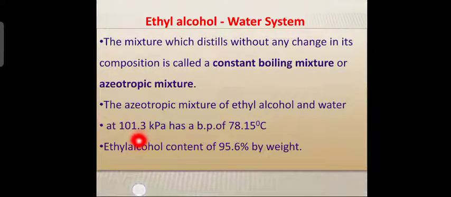At 101.3 kilopascal, it has a boiling point of 78.15 degrees Celsius. I told you already, the azeotropy mixture has a constant temperature. This is the constant temperature for this mixture, the ethyl alcohol water system. So this is the azeotropic temperature, that means constant boiling temperature. And what is the pressure? 101 kilopascal. And what is the percentage by weight? That means the azeotropy composition is 95.6% alcohol. Rest of the amount will be water.